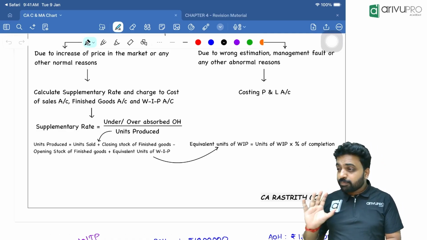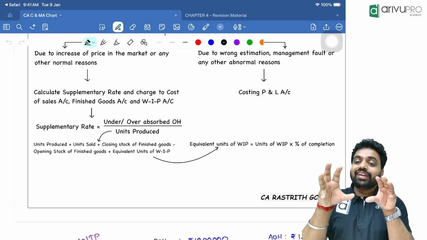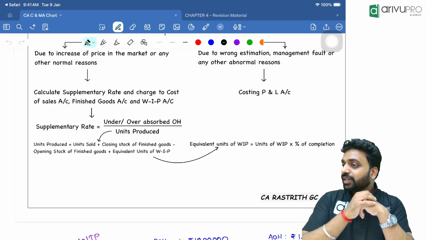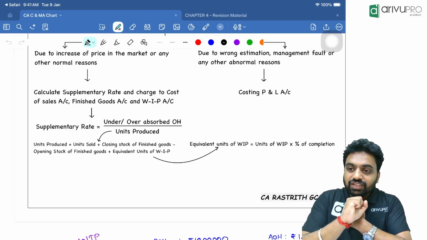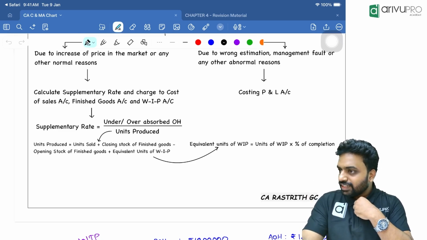If opening is there, please be careful. Very simple, the treatment of opening or closing. Remember, here you are trying to find the units produced during the period. If opening stock of finished goods is there, whatever you sold, everything was not produced during the period. For example, I will tell only finished goods now.